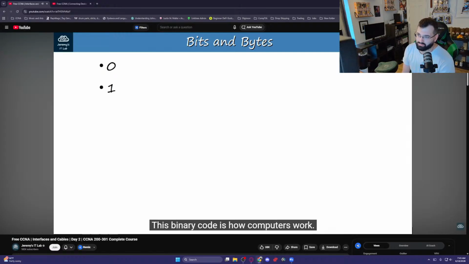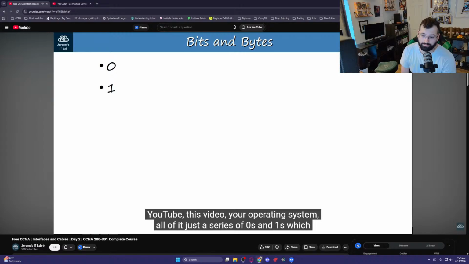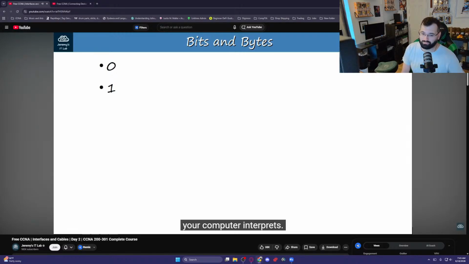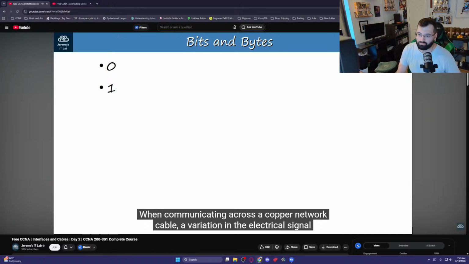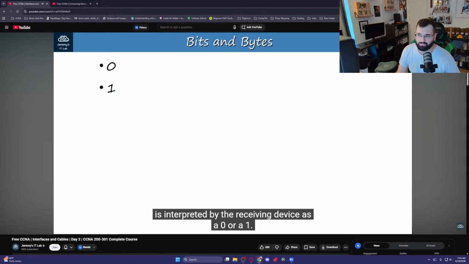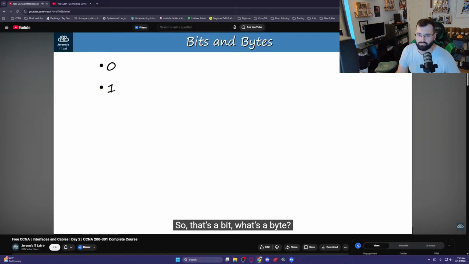This binary code is how computers work. This YouTube video, your operating system, all of it is just a series of zeros and ones, which your computer interprets. When communicating across a copper network cable, a variation in the electrical signal is interpreted by the receiving device as a 0 or a 1. So that's a bit. What's a byte?